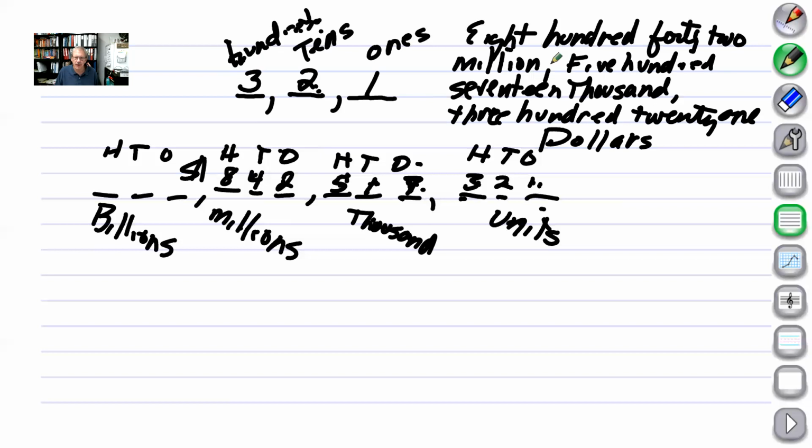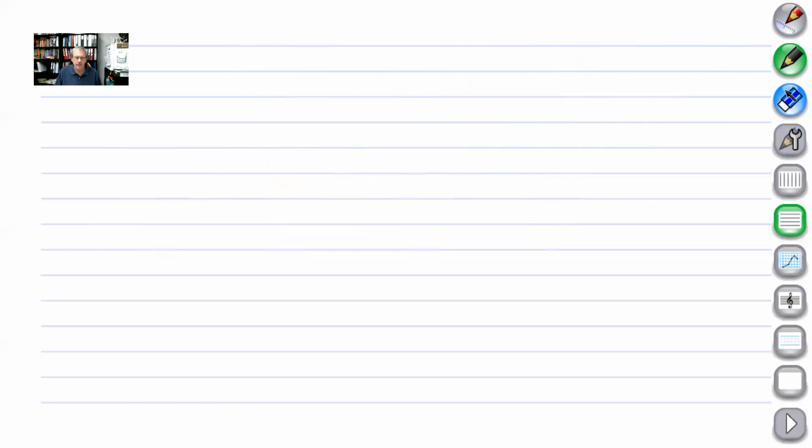842,517,000. Notice I separate the groups with commas. $321. So it's good to separate these groups with commas, so it makes it easier to write them. So that's basically how we do it. Okay. And we can also suppose we had this. Let's erase this out a little bit. Well, let me give you a different problem.